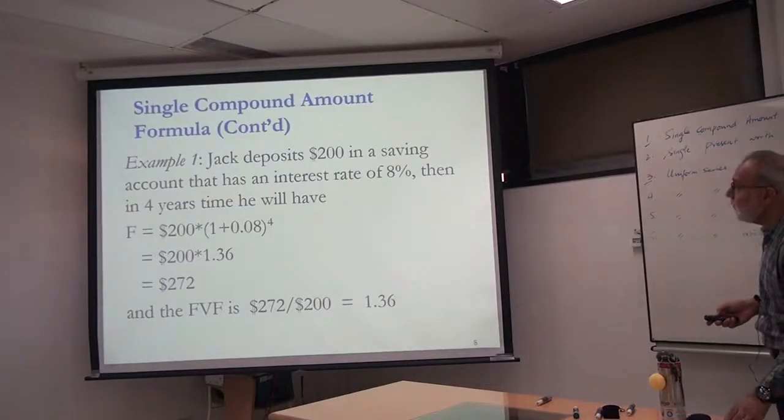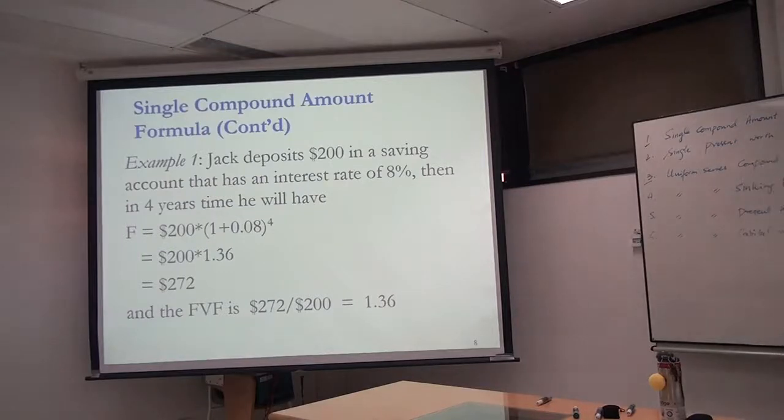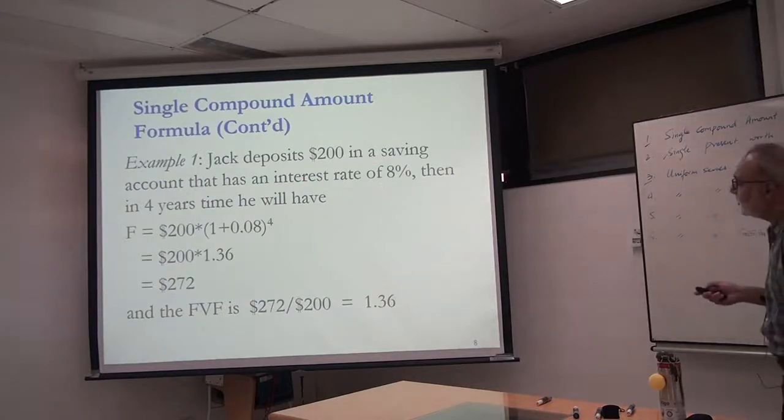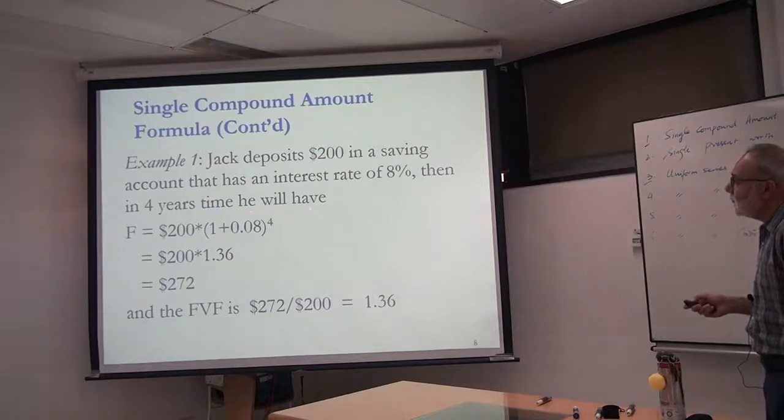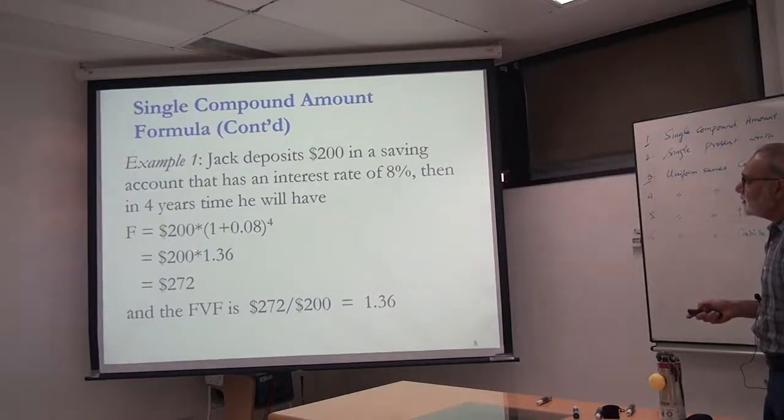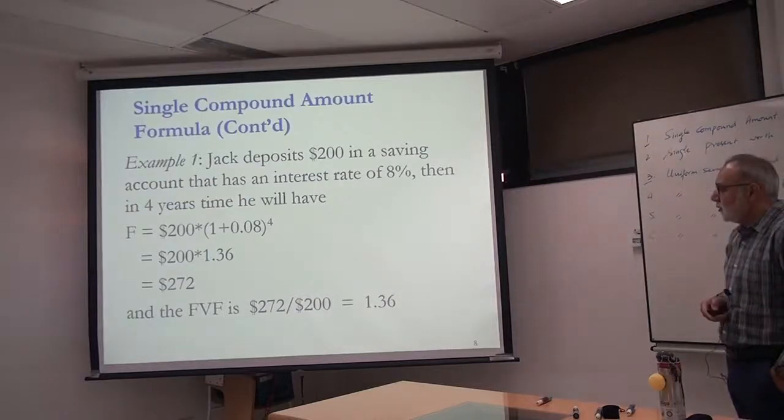Here's example 1 for the single compound amount formula. Jack deposits $200 in a savings account that has an interest rate of 8%. Then in 4 years' time he will have how much? Simply use this formula and you will get $272.